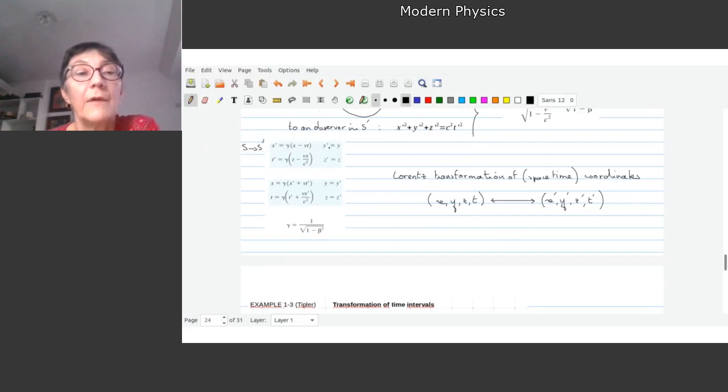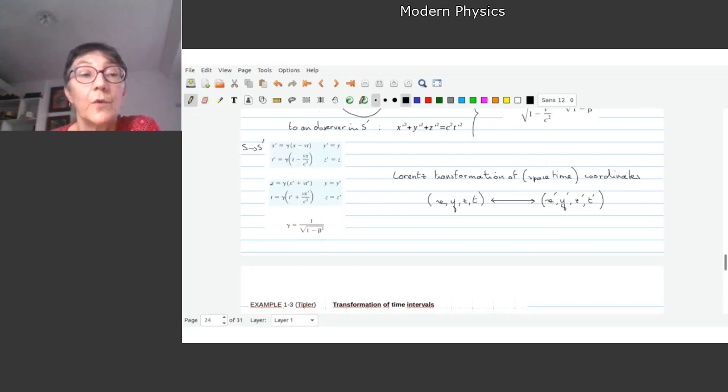Y prime and z prime are equal to y and z because they are perpendicular to the relative movement. And t prime, you can show that it has this expression. Oh, look, this is very interesting. The time as measured in reference frame S prime is different. It is a function of position, but it depends on the relative velocity of the two frames. So this is really, really new.